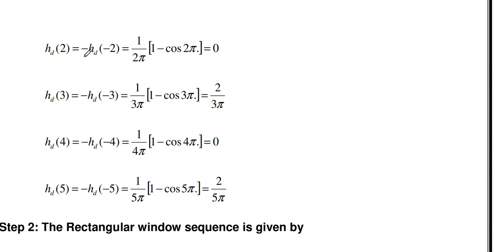So the HD of 2 is 1 divided by pi into n, where n value is 2, into 1 minus cos n pi, so 2 pi. So what is cos 2 pi? The cos 2 pi value is 1. So 1 minus 1 is 0. So 0 by anything is 0. Similarly, HD of 3 is 2 divided by 3 pi. HD of 4 is 0. HD of 5 is 2 divided by 5 pi.